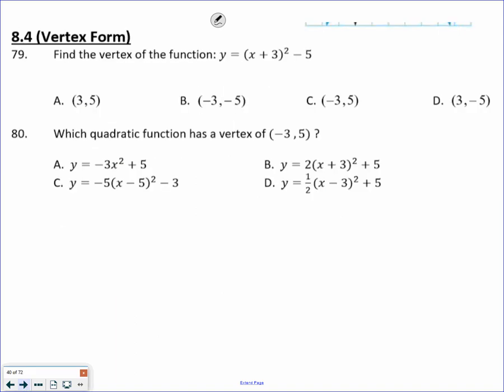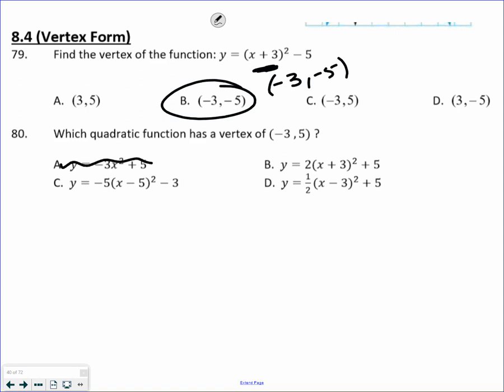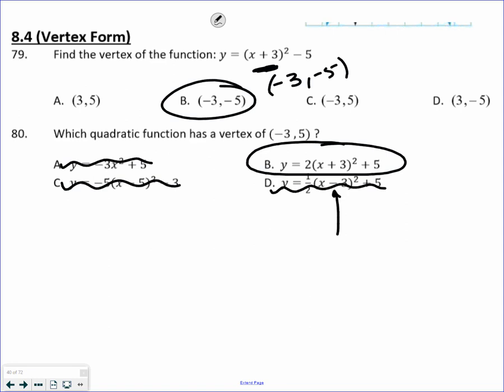Now, this is vertex form. I know I mentioned it just a little bit earlier, but vertex form, okay, the value that makes this 0, so negative 3, and the value outside is the vertex. So now, which quadratic on the next one has a vertex at negative 3, positive 5? Okay, it's not A. B is actually backwards, right? The x should be inside the parenthesis, not the x outside the parenthesis. And so B is the correct answer. Again, the signs matter here. This would be a positive 3, positive 5.